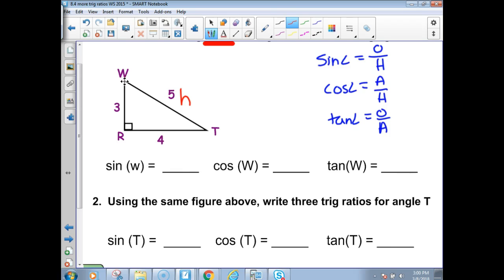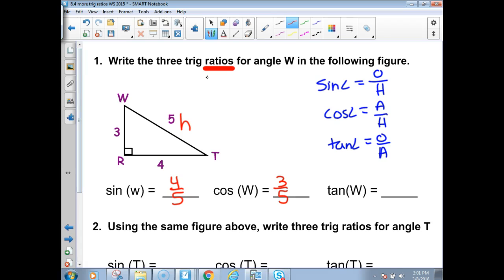So I'm coming from W, then the opposite side would be 4, and the hypotenuse is 5. So this would be 4/5. Bless you. The cosine is adjacent over hypotenuse, so it would be 3/5. And when it says to write a ratio, guys, that means a fraction. And you're supposed to leave it a fraction in reduced form. The tangent of W is opposite over adjacent, 4/3.